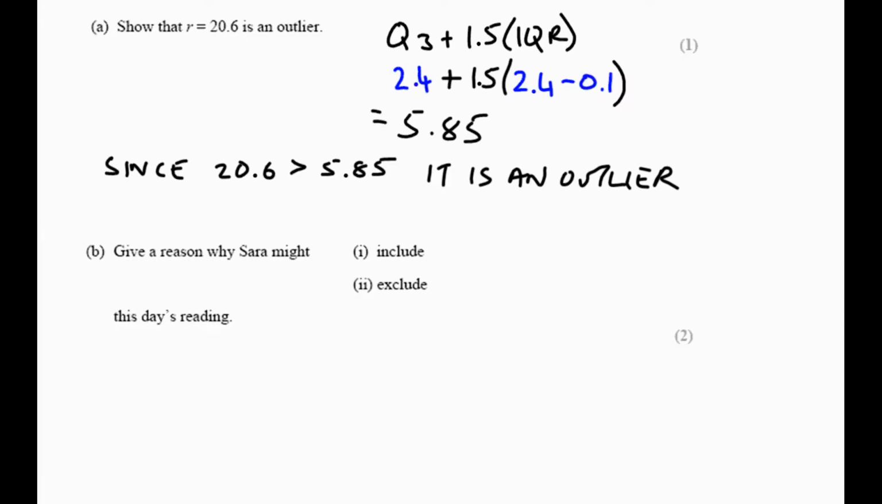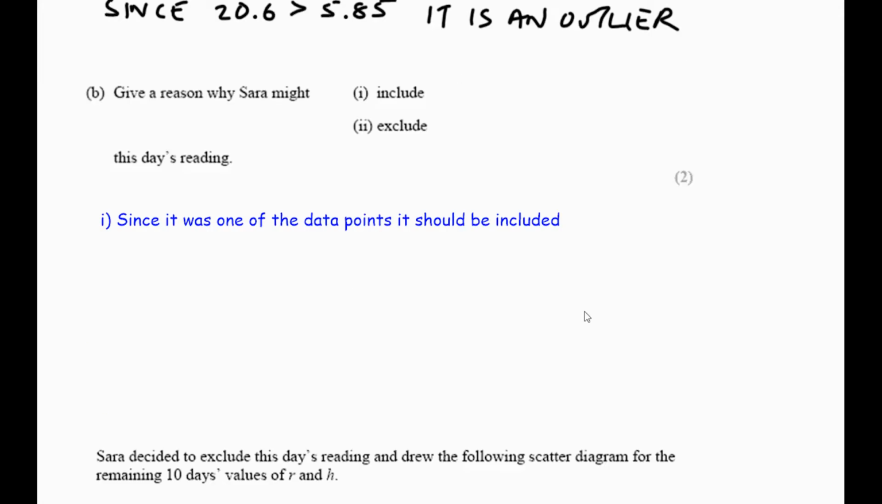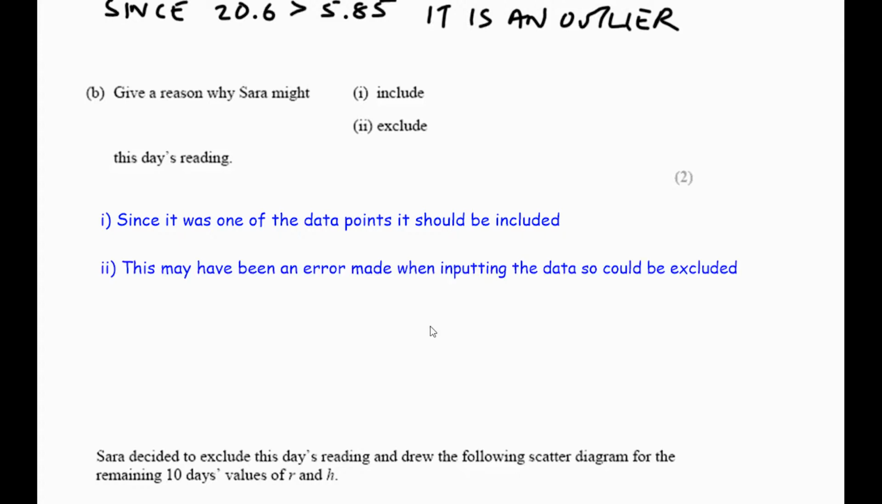Well, the outlier was a piece of data that we found. Just because it's a large value, is that enough for us to decide that it's not going to be included? I'm going to go ahead and say that since it was one of the data points, it should be included in the data, regardless of whether it was extremely large or not. Okay, it could also be argued that this may have been an error made when the data was being input into the system. So for that reason, it could be justified as being excluded.